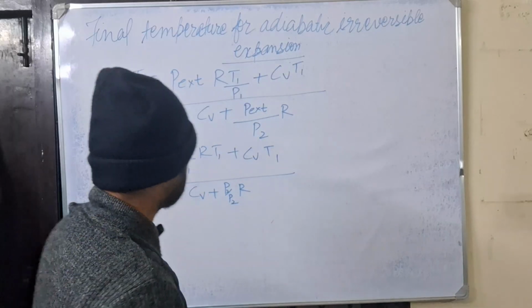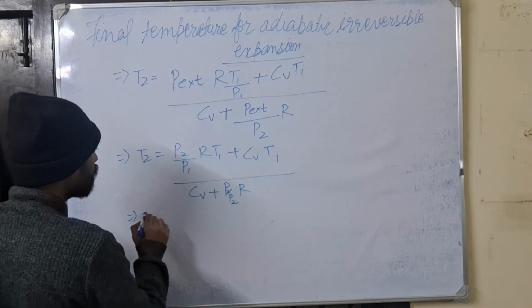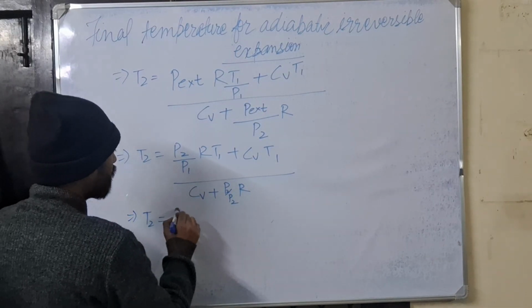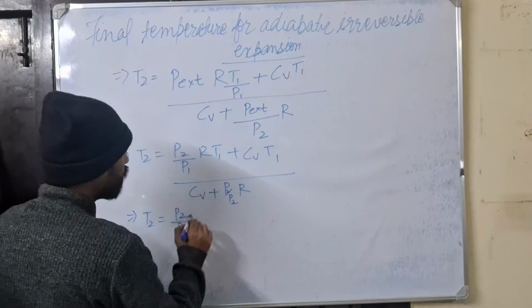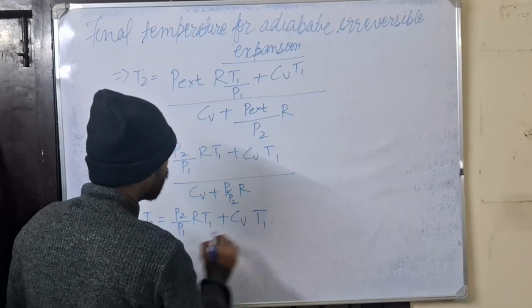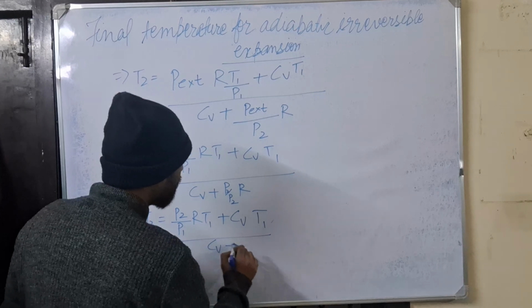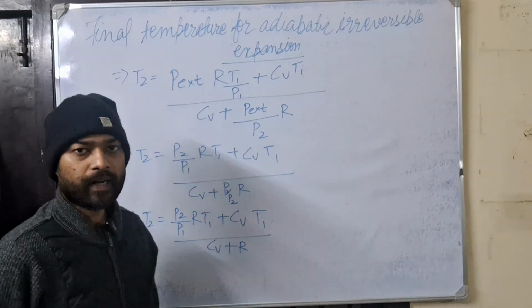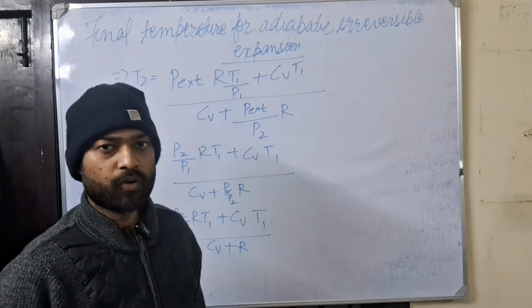Okay, so this becomes what? T2 is equal to P2 upon P1 R T1 plus Cv into T1 upon Cv plus R. Correct? You can just pause and note it down.